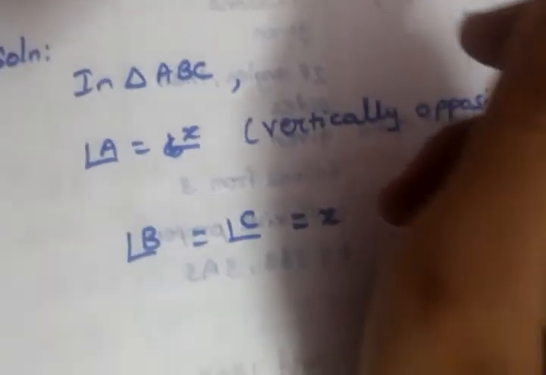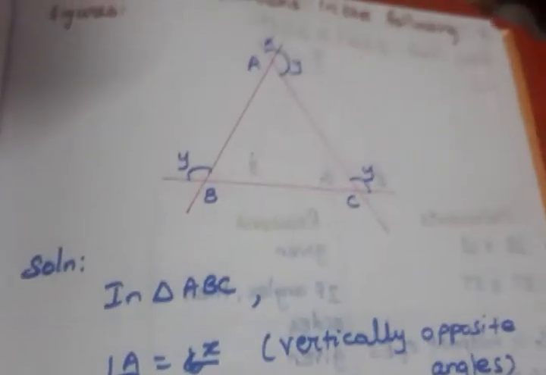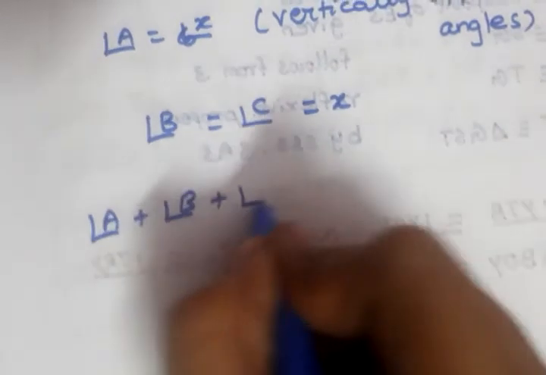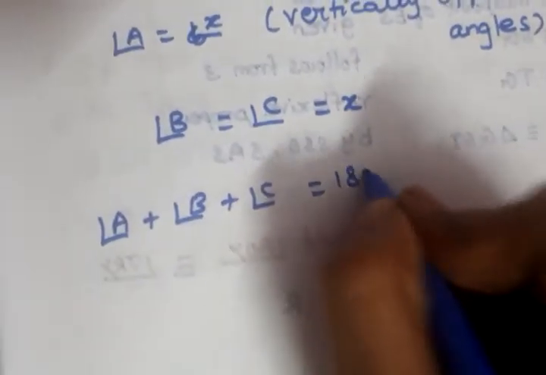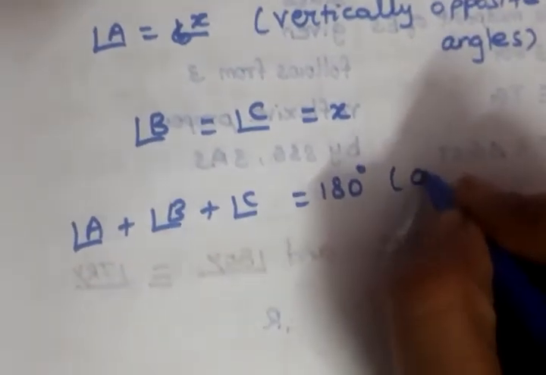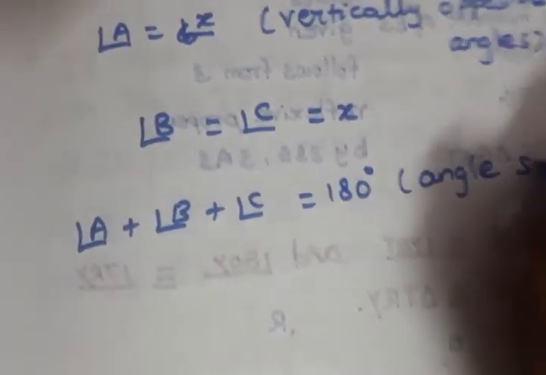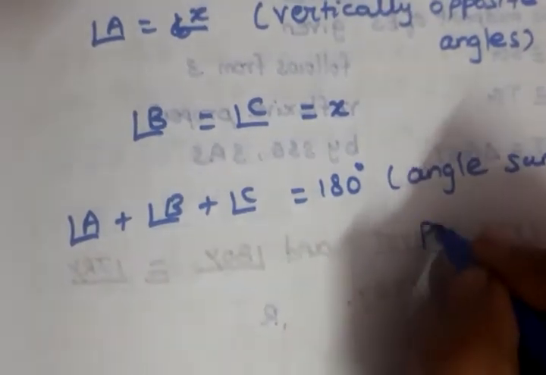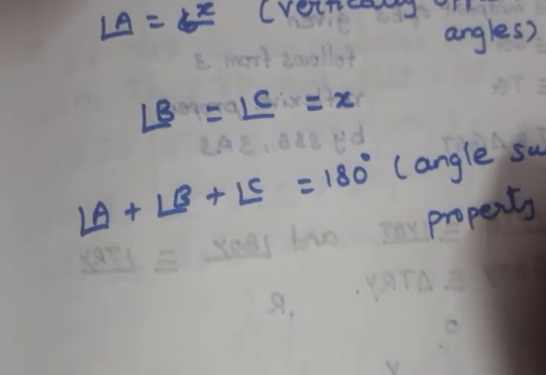So next one is the sum of the angles. Angle A, angle B, angle C. So angle A plus angle B plus angle C equal to 180 degree. This one is the angle sum property in triangle ABC.